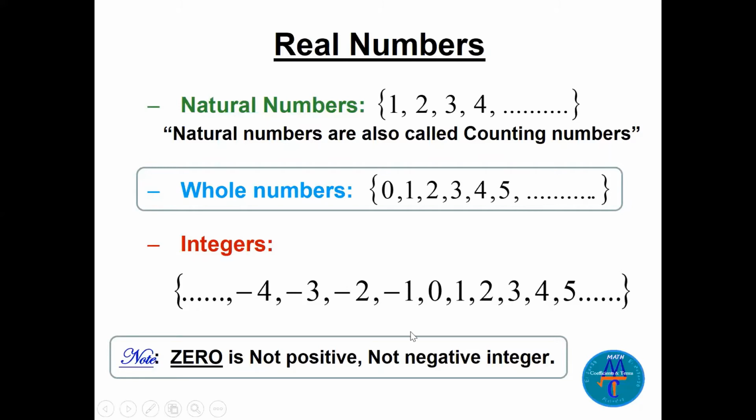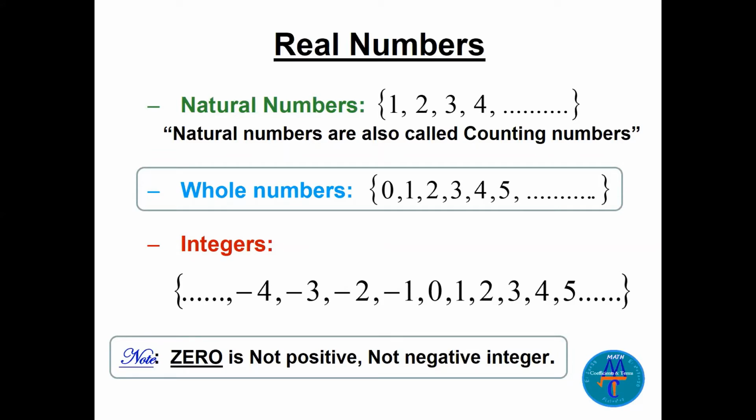Now whole numbers: the natural numbers along with 0. So if you put 0, 1, 2, 3, 4, we call them whole numbers. These are definitions you should know in algebra and other math courses.